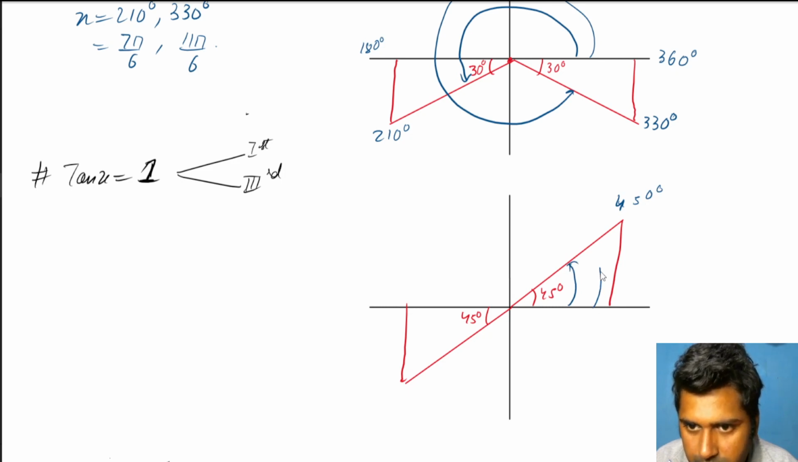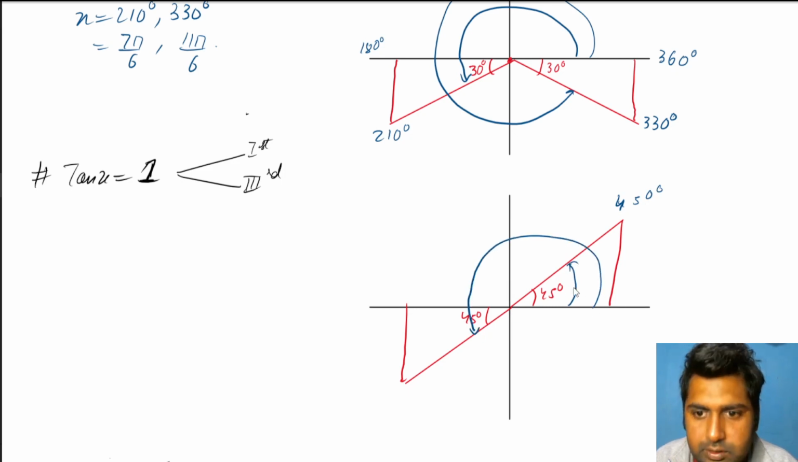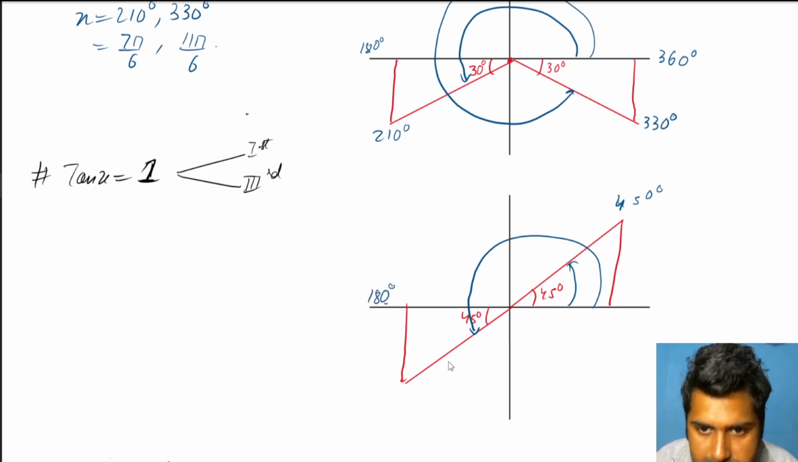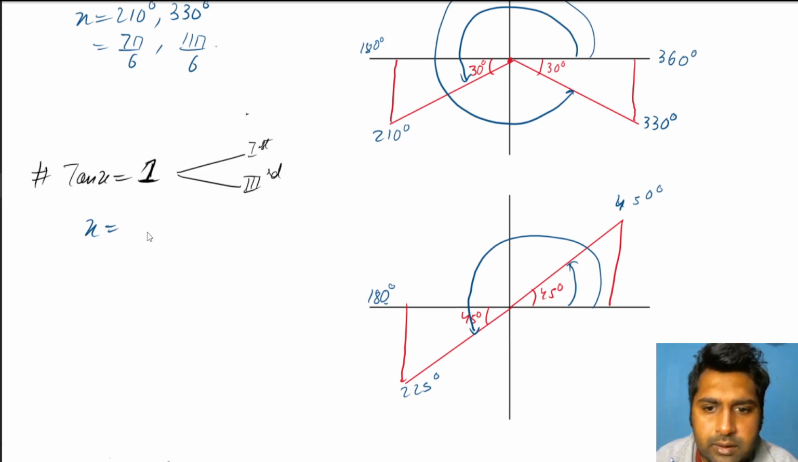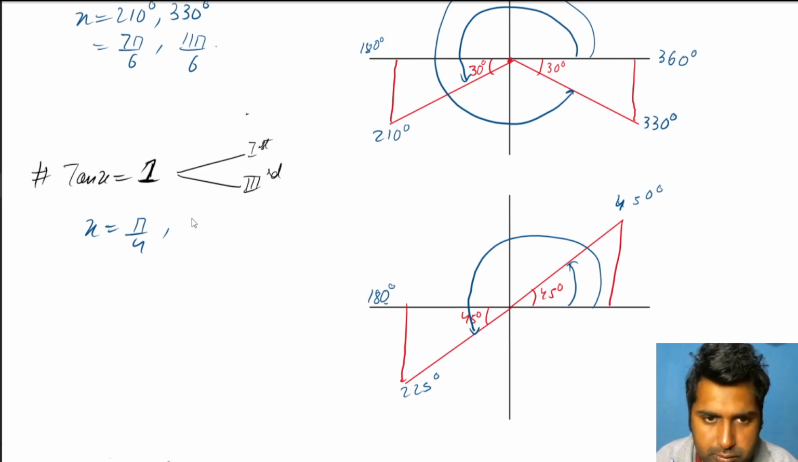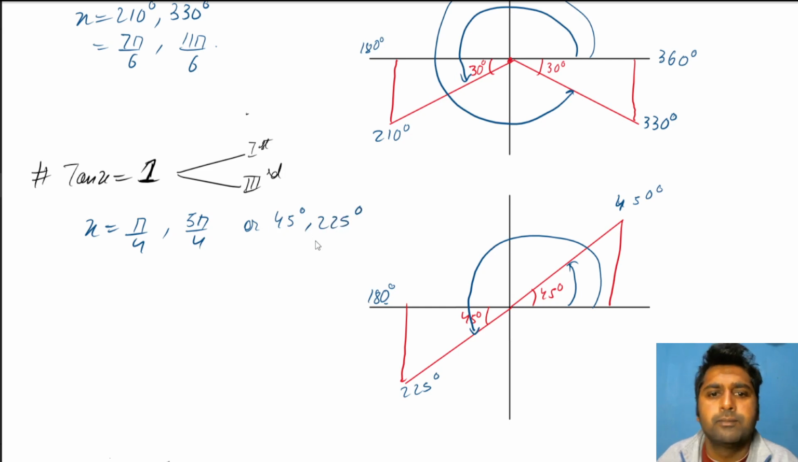But if you measure this, now this will be 180 degree till here, plus 45 more, so that will be 225 degree. So basically your two principal solutions will be pi by 4 and pi plus pi by 4, so 5 pi by 4. Basically I have converted 45 degree and 225 degree.